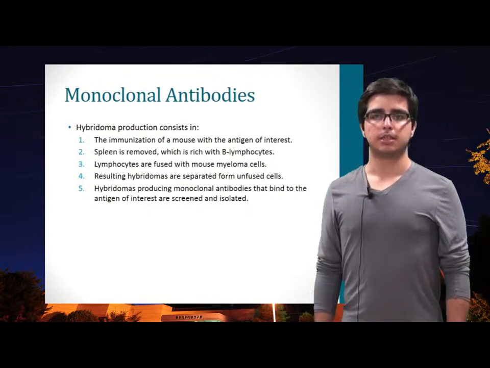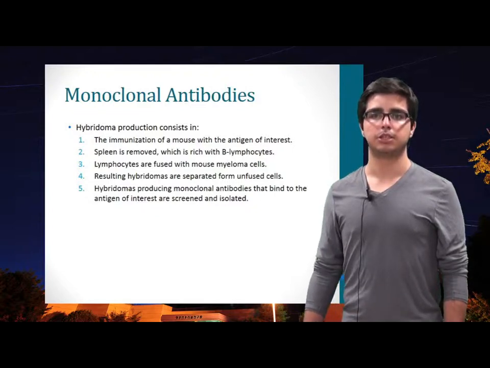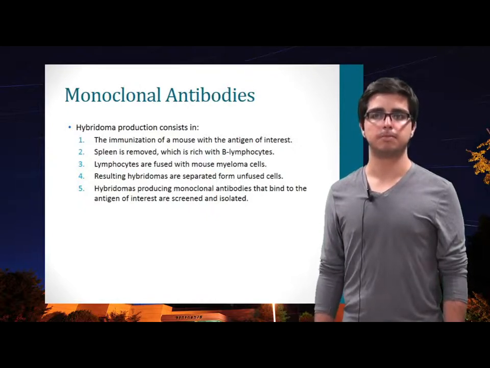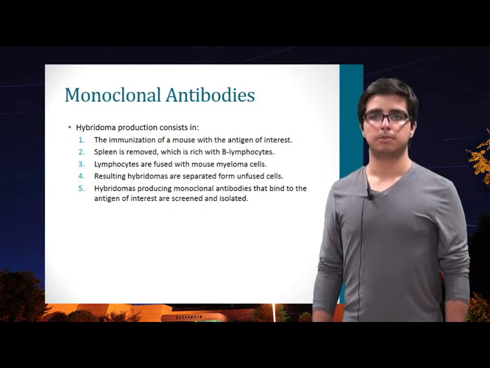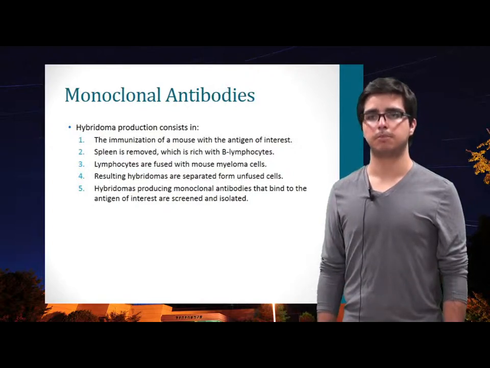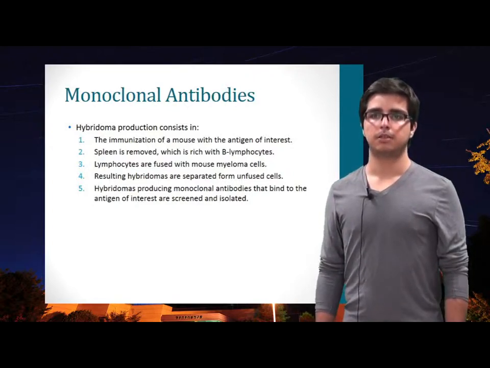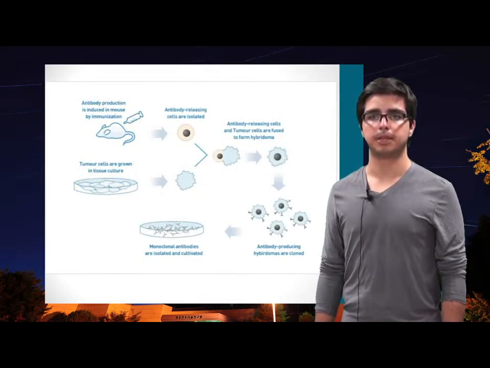The process for obtaining hybridomas is, first, immunize the mouse with the antigen of interest. Then we remove the spleen of the mouse, which is rich with B lymphocytes. Then these lymphocytes are fused with myeloma cells of mouse. Then we obtain these hybridomas, which are then separated from cells that were not fused, and then we screen for the hybridomas that produce the monoclonal antibodies of interest, and then we isolate them. This is an example of how hybridomas are made.